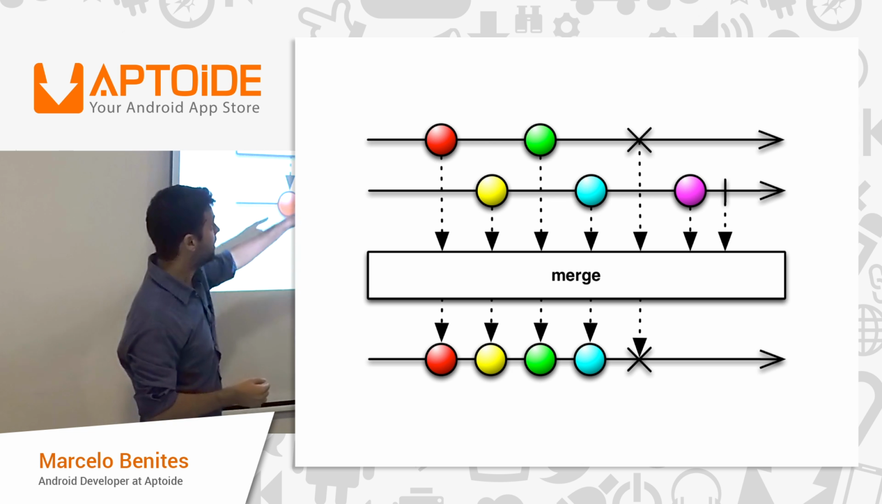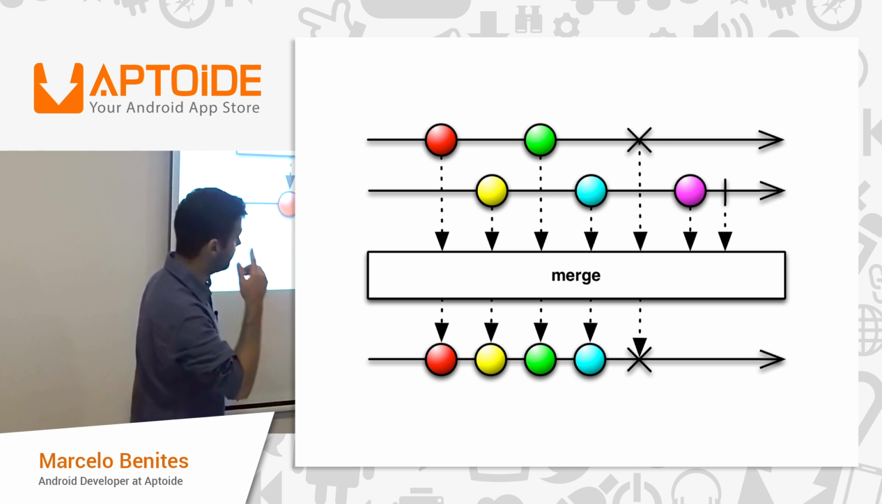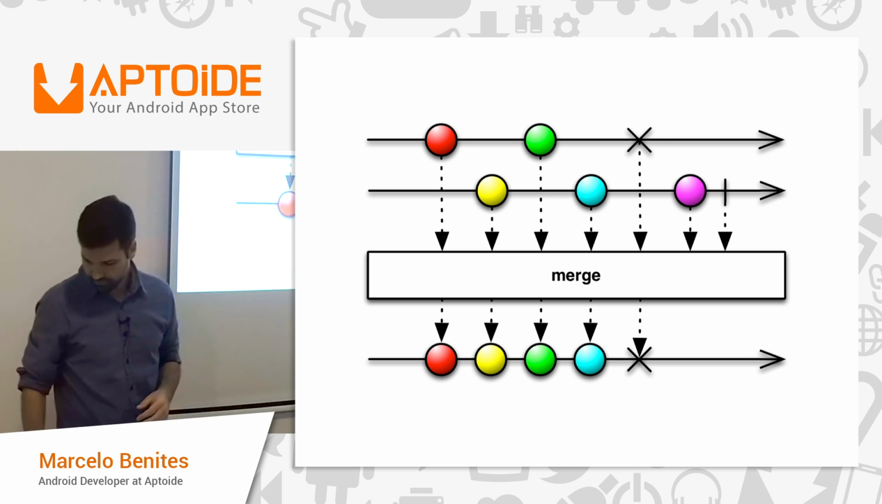If an error occurs in one of these streams, then it stops, and we are not going to receive the other items.